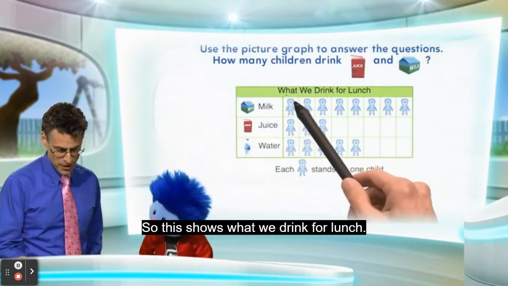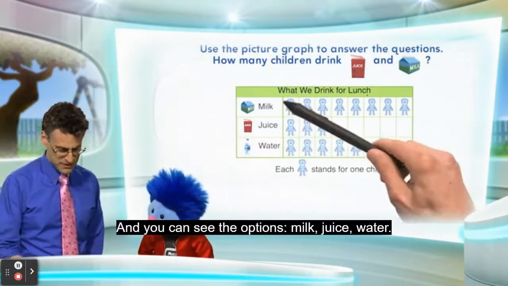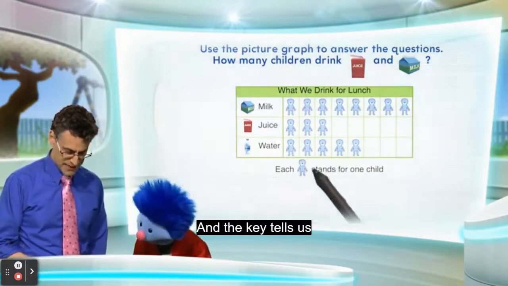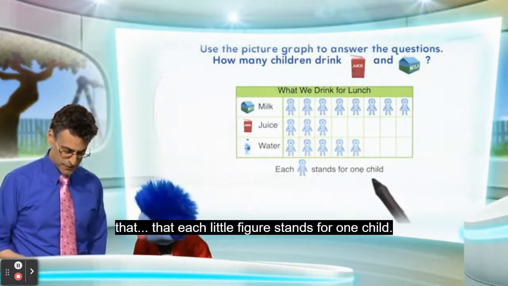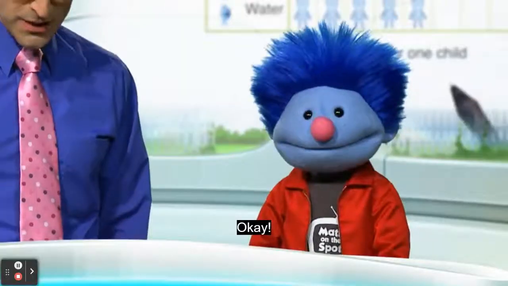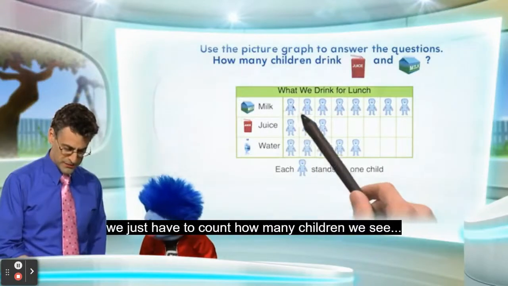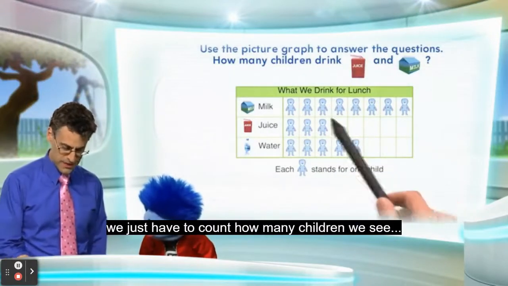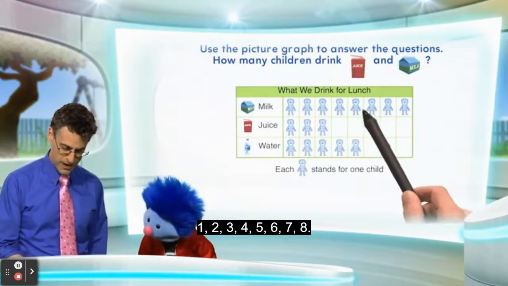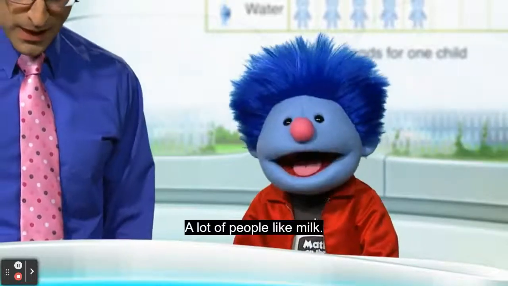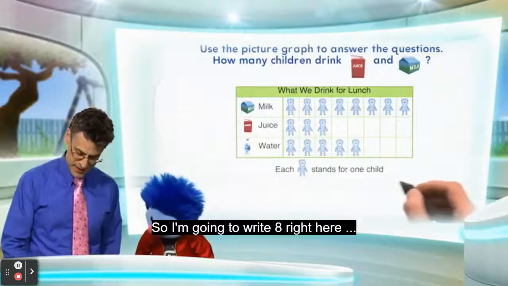Okay. So, this shows what we drink for lunch, and you can see the options: milk, juice, and water. And the key tells us that each little figure stands for 1 child. So, to figure out how many actually drank milk, we just have to count how many children we see. 1, 2, 3, 4, 5, 6, 7, 8. So we see a lot of people like milk. Exactly. So I'm going to write 8 right here.